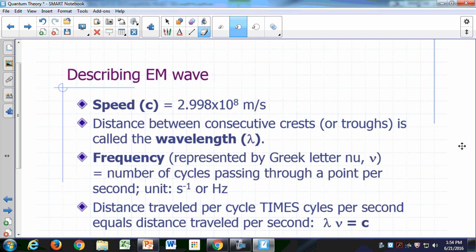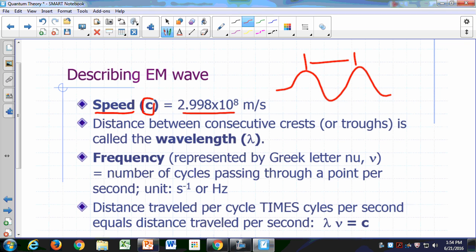There are three things that you can use to describe an electromagnetic wave. One is the speed of propagation of the wave, and that's usually represented by the letter c, lowercase c, and that value is 2.998 times 10 to the 8th meters per second. Now, the distance that the wave travels between consecutive crests is known as the wavelength, and that's given the Greek letter symbol lambda, lowercase lambda.